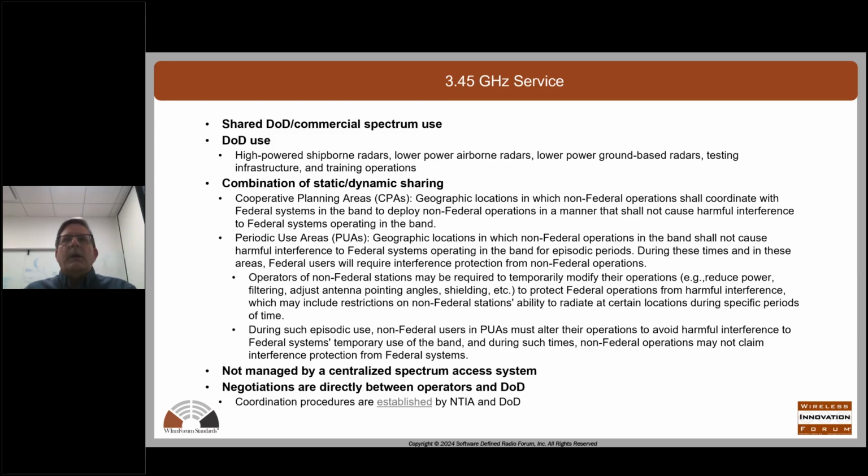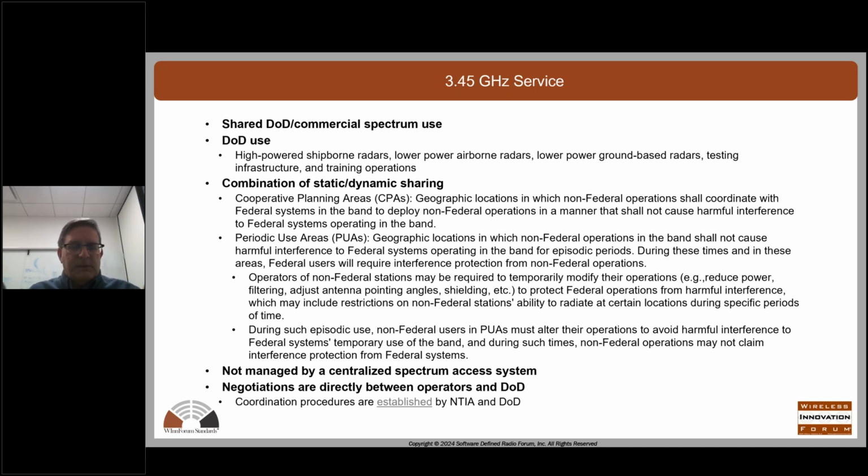The periodic use areas are all coincident with a cooperative planning area. Those are areas where the DoD, in addition to the cooperative planning area, may occasionally have more intense use. So a little bit of dynamic coordination has to go on, and the licensees have to more dynamically coordinate with the DoD. Even though the 3.45 gigahertz service has been deployed, that whole process of how those coordinations go is still being worked out today.